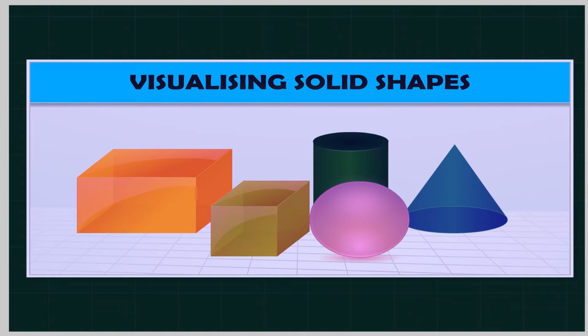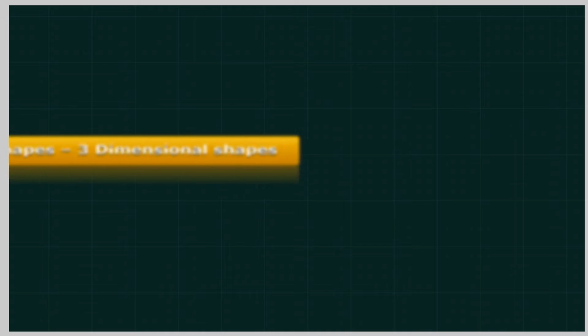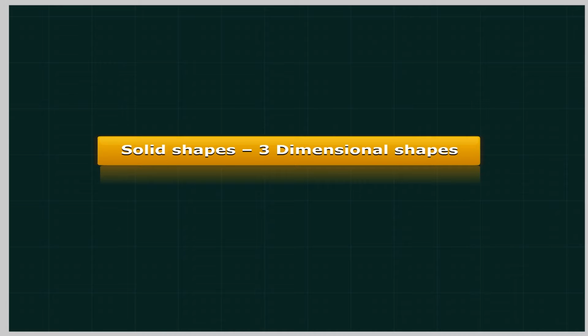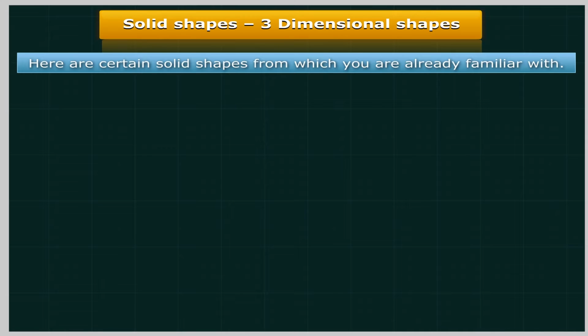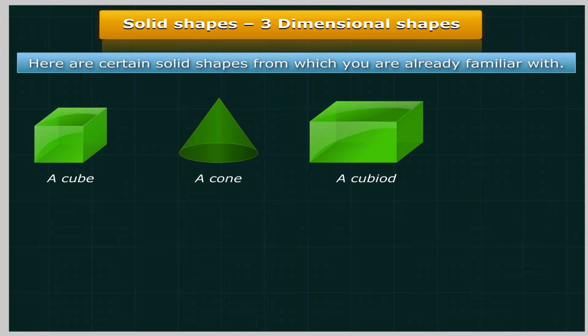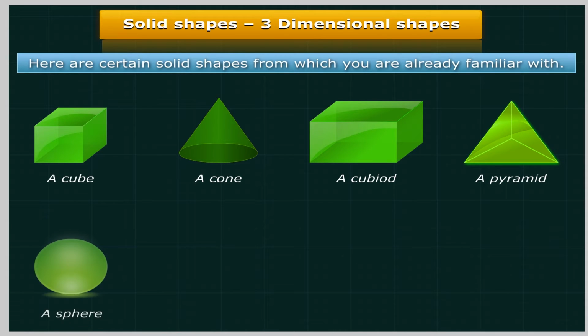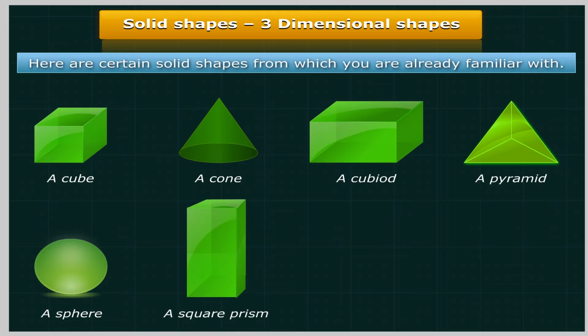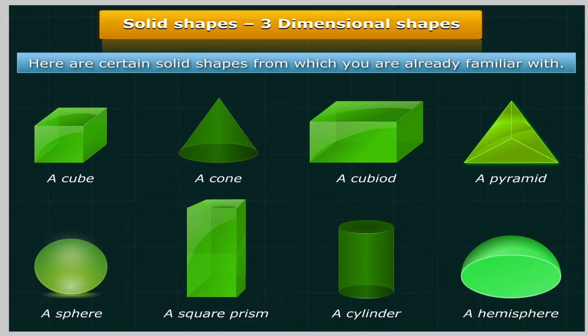Visualizing solid shapes. Solid shapes, 3-dimensional shapes. Here are certain solid shapes with which you are already familiar. A cube, a cone, a cuboid, a pyramid, a sphere, a square prism, a cylinder, a hemisphere.